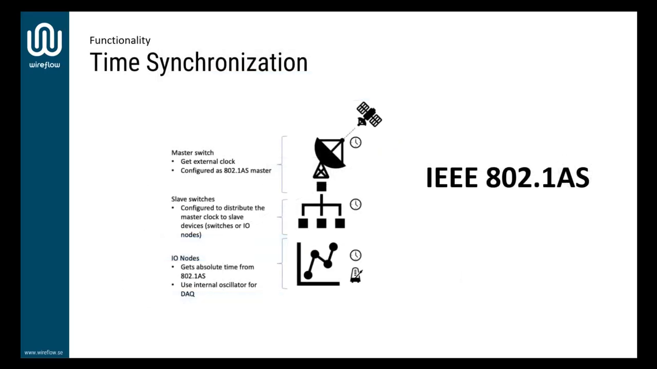The time synchronization, as I said, is based on IEEE 802.1AS. The master switch gets an external clock and distributes that as a time sync master in the network. Each logger node has a slave switch, and this is configured to distribute the master clock to the slave devices. That could be other switches in a daisy chain or I/O nodes. The I/O nodes get the absolute time from the network and use an internal oscillator for the DAQ tasks. And I should say that the DAQ tasks are actually phase locked to the network time, meaning that all DAQ tasks, regardless of which node they are running on, are also time synchronized to the network time.